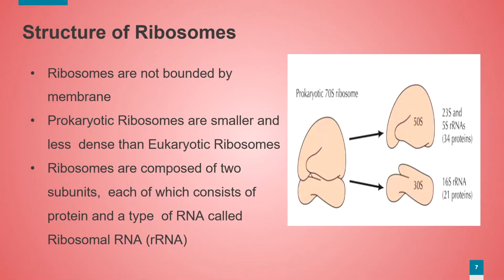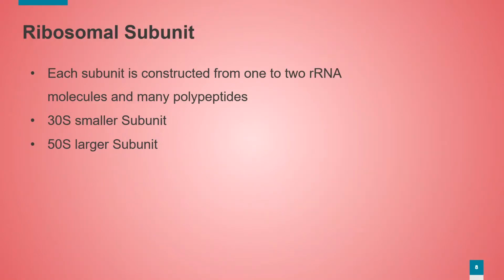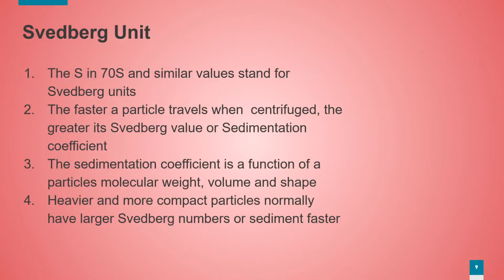Structure of ribosome. Ribosomes are not bounded by membrane. Prokaryotic ribosomes are smaller and less dense than eukaryotic ribosomes. Ribosomes are composed of two subunits, each of which consists of protein and a type of RNA called ribosomal RNA, that is rRNA. Ribosomal subunits: each subunit is constructed from 1 to 2 rRNA molecules and many polypeptides. 30S is the smaller subunit and 50S is the larger subunit.